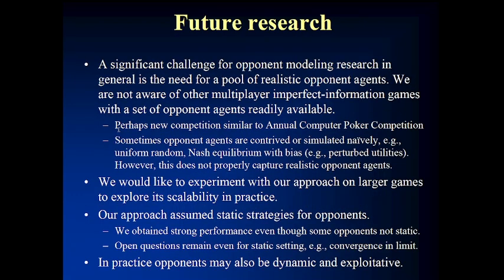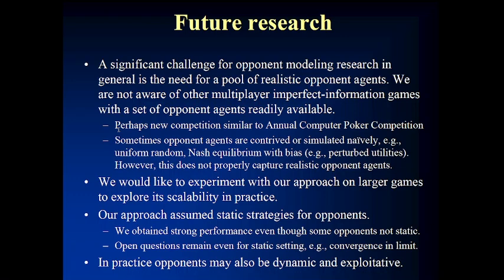Now, one big challenge that comes up in general in opponent modeling research is the availability of opponents and benchmarks to compare against. Fortunately, we have these agents from the class project for 3-player Kuhn Poker, but I'm not aware of any other games, multiplayer imperfect information games in particular, that have opponent agents readily available. So perhaps there could be a new competition that spurs research in this area. For years there was an annual computer poker competition, although that hasn't been run in several years.